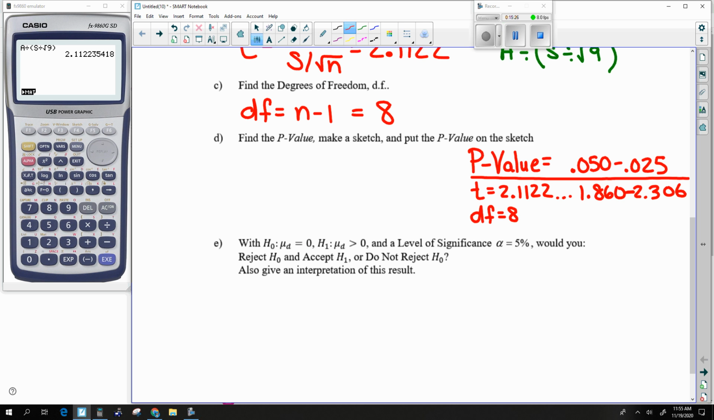Now I need to make a sketch. How do I get the specific information about this sketch? Like, is it a left tail or a right tail? What's the alpha? All of that information is given down in the next question. So you see that this is going to be a right tail, because it looks like it's pointing to the right, and my alpha is 5%. That's what you need to know to construct this sketch: that it's a right tail, and the alpha is 5%. So let's go ahead and go with that.